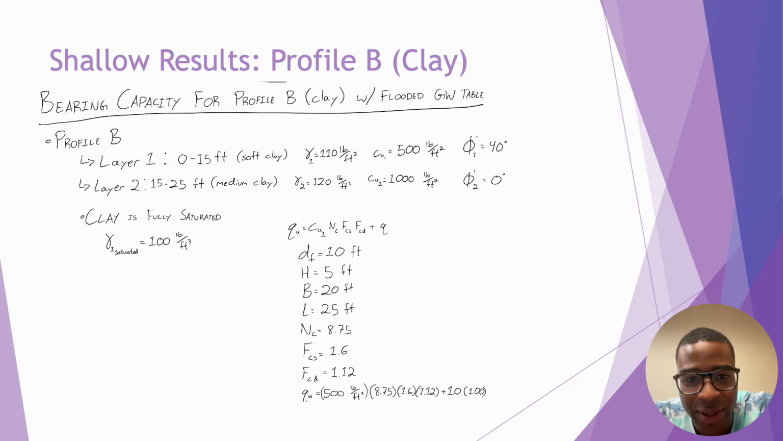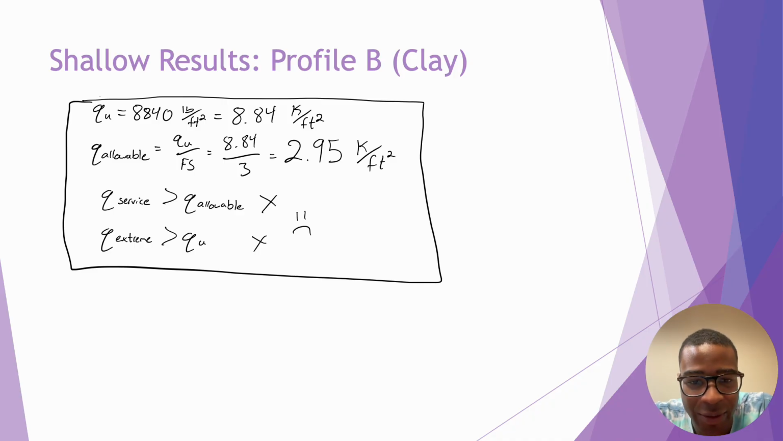Now, trying it again with the flooded water table, not much is going to change here, and we already assumed that the clay was fully saturated. So when we plug our values into the bearing capacity equation, we get an ultimate bearing capacity of 8.84 kips per feet squared, divided by 3 for the factor of safety, and then we get an allowable bearing capacity of 2.95 kips per feet squared. The values are very similar, and here again, the bearing capacity of the soil is just not sufficient, so we're going to need to use a deep foundation.